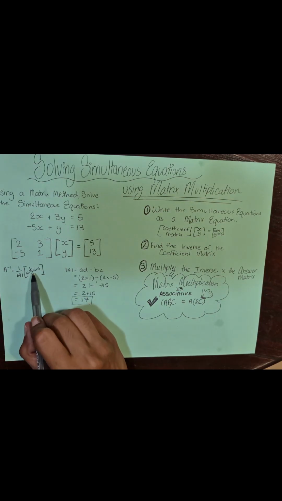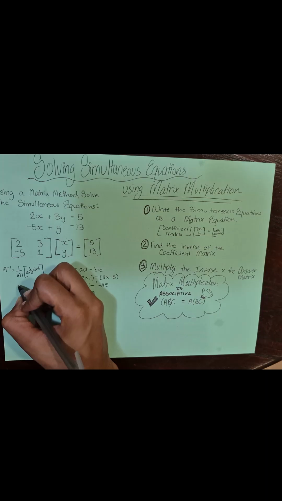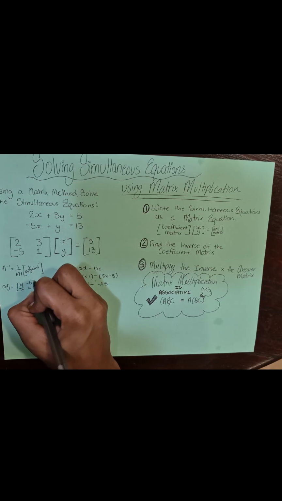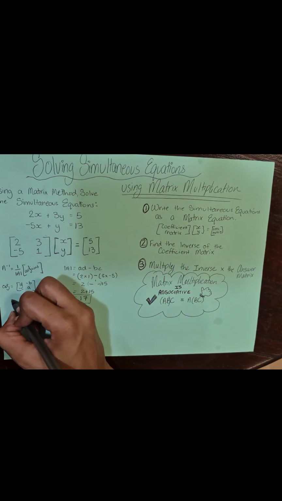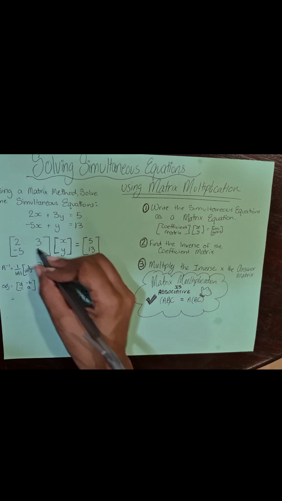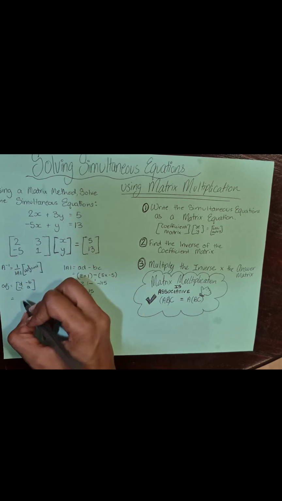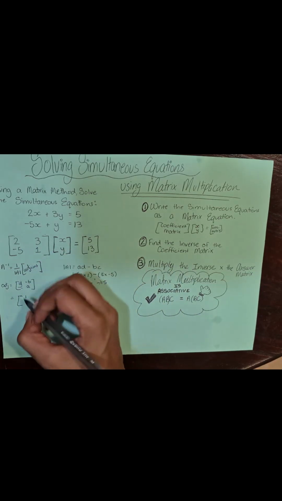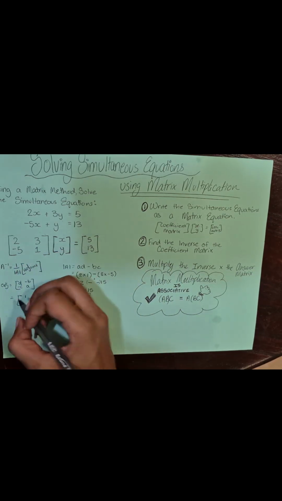And the other thing you need is your adjoint. So remember, adjoint means D and A swap places and B and C change signs. So in this case, leading diagonal is going to swap places. So 1 and 2 swap places. This 3 is going to turn into a negative, and this 5 turns into a positive.